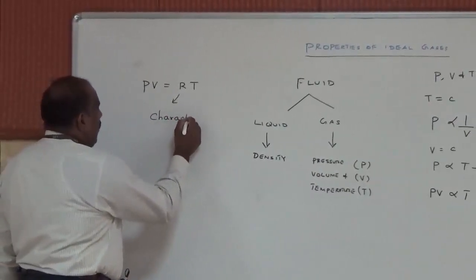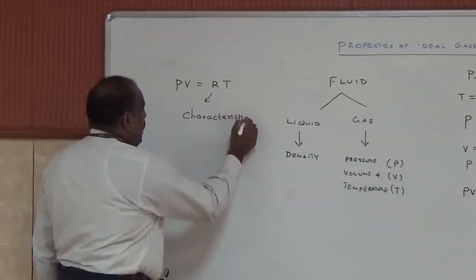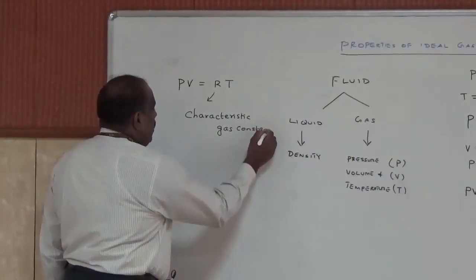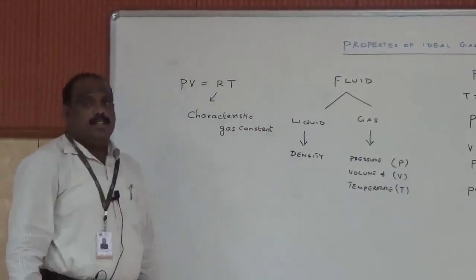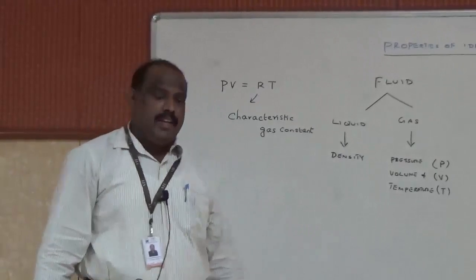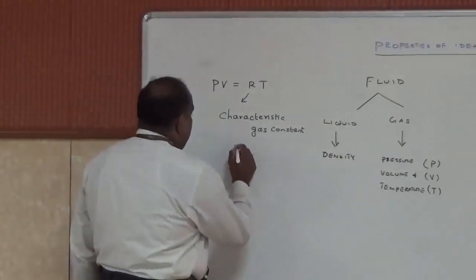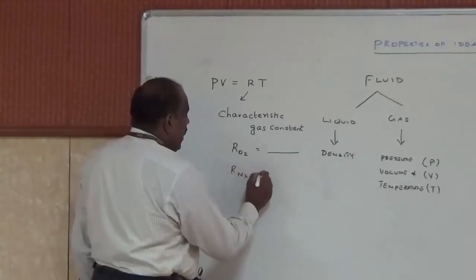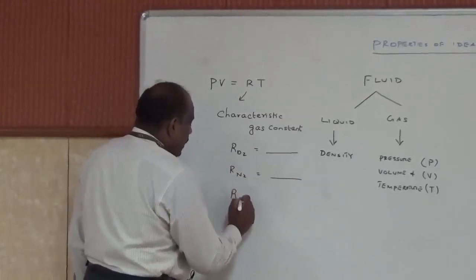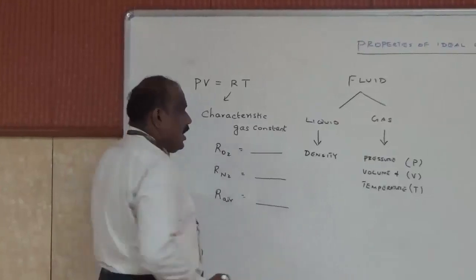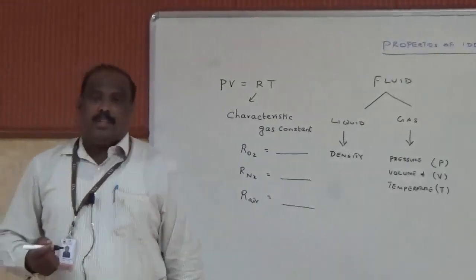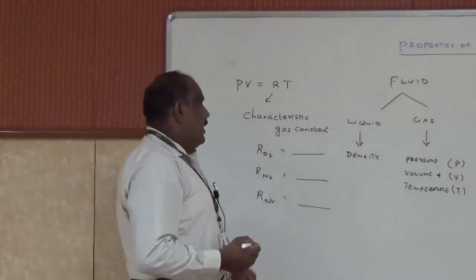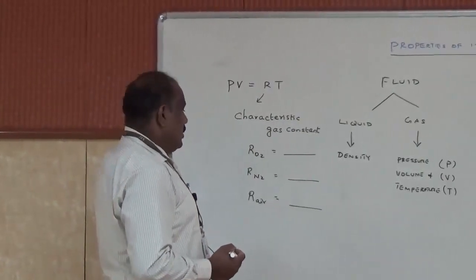characteristic gas constant, which means this R value will be varying for each and every gas. That is, R of oxygen will have a definite value, R of nitrogen will have a definite value, R of air will have a definite value. So it's not going to be constant, it will be varying with respect to the gas. And hence it is for a particular gas, and hence it is called the characteristic gas constant.